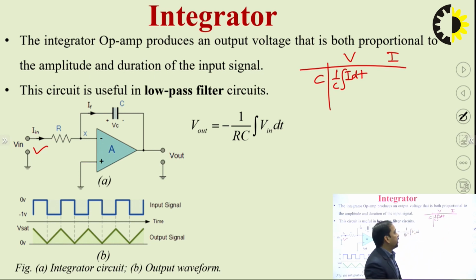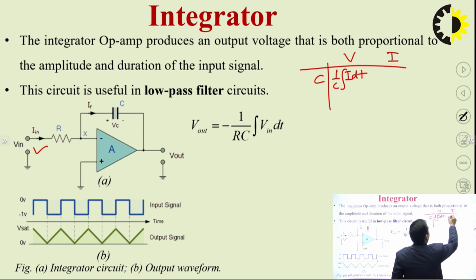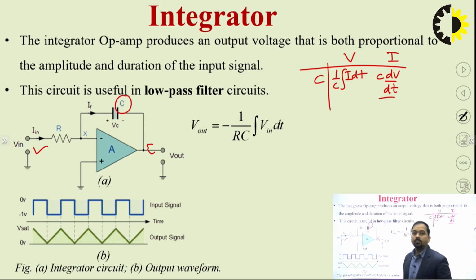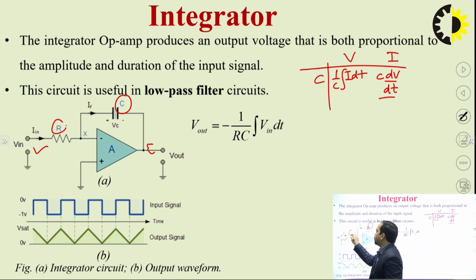V equal to 1 by C integration of I dt, and here we can write I equal to C dV by dt. So from these both expressions, it is clear how we can make an integrator with the help of a capacitor, and also how we can achieve a differentiator with the help of a capacitor. So first of all, in the integrator, we are putting this capacitor at the feedback location, and we have the resistance over here.